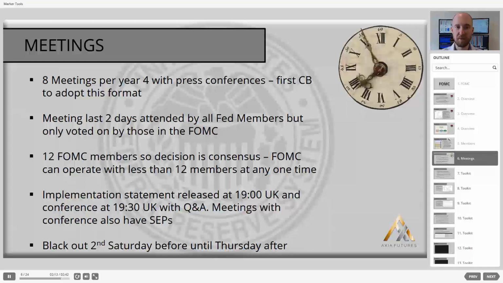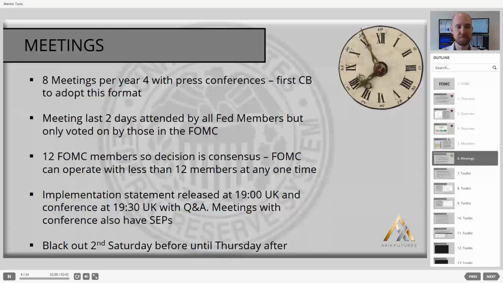In terms of their blackout, the blackout runs from the second Saturday prior to the decision until the Thursday after the decision. So unlike many of the others, Fed members can't actually put out any statement regarding monetary policy after the decision either. So they can't skew how the market views the decision. The market is very much left to its own devices in how it interprets that decision.